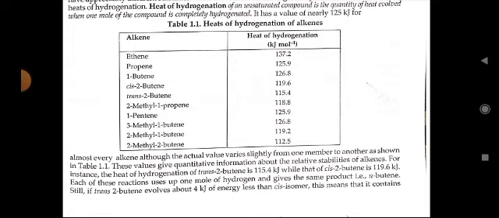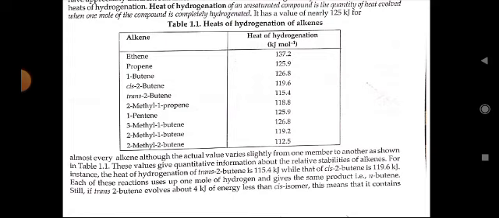These values give quantitative information about the relative stabilities of alkenes. For instance, the heat of hydrogenation of trans-2-butene is 115 kilojoules, while that of cis-2-butene is 119.6 kilojoules. Each of these reactions uses up 1 mole of hydrogen and gives the same product, that is n-butane.